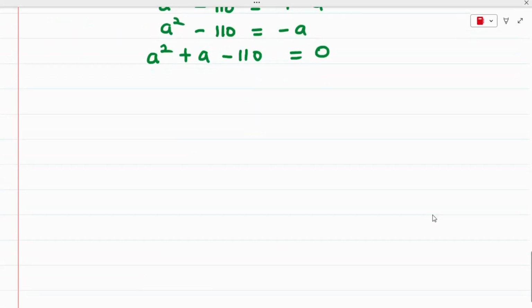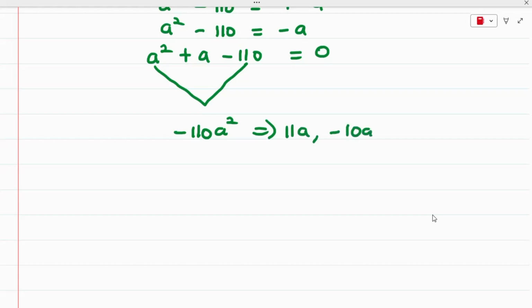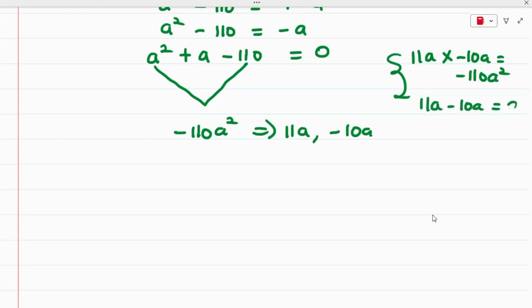From here, if you take the first and the last and multiply, we have minus 110 a squared. So think of two numbers that when you multiply them give us minus 110 a squared, and when you add them give us a. The two numbers that come to mind are 11a and minus 10a. So 11a times minus 10a gives us minus 110a squared, and 11a minus 10a gives us a. So at this point we have a squared plus 11a minus 10a minus 110 is equal to 0.